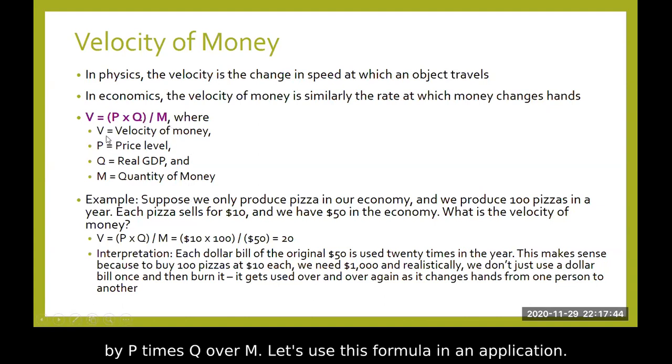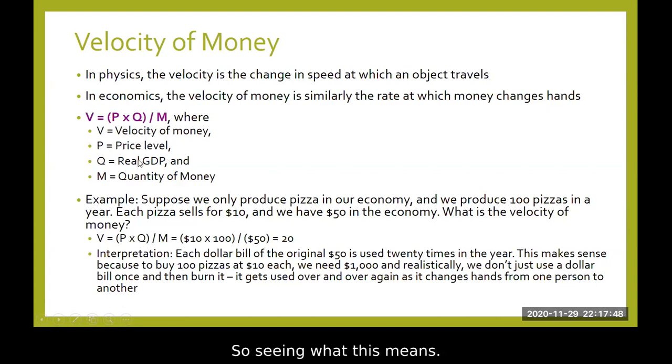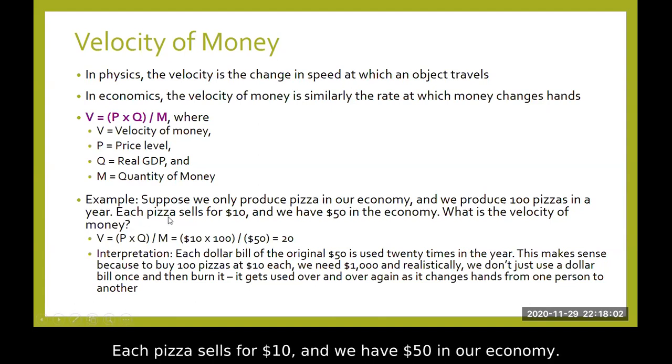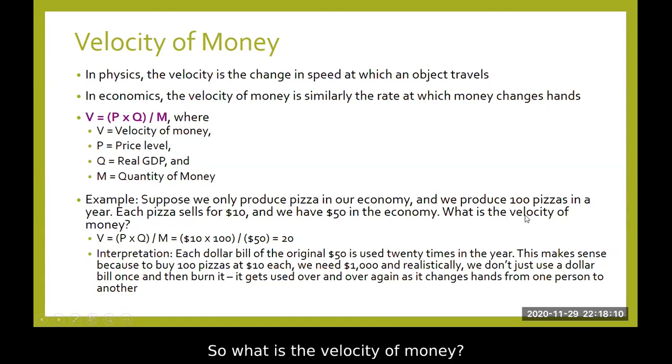Let's use this formula in an application, to see what this means. Suppose in our economy, for simplicity, we only produce pizza and we produce 100 pizzas in a year. Each pizza sells for $10 and we have $50 in our economy. So what is the velocity of money?